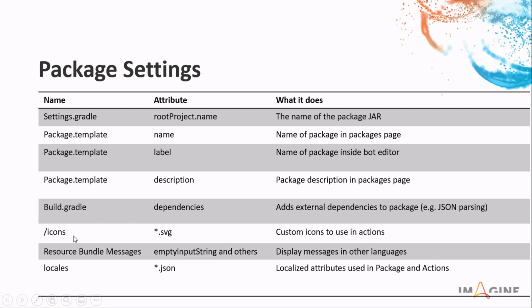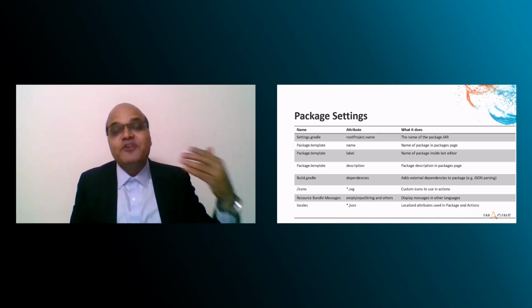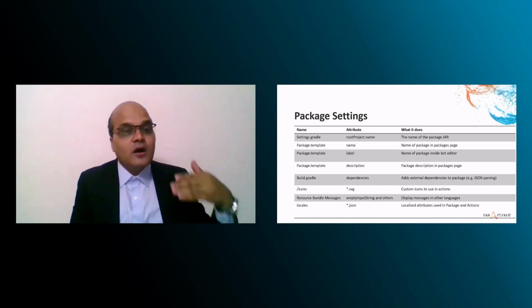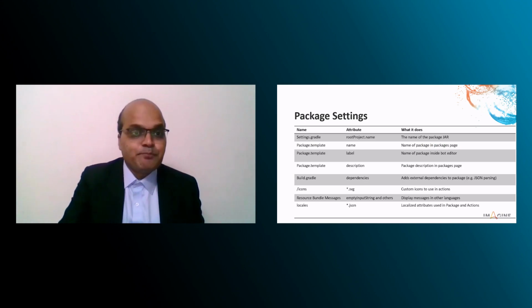Inside the icons folder, you can put your custom icons. You can use them so that you can completely customize the look and feel of your new package. Inside resource bundle messages, you could see how we can internationalize the exception messages. Inside locales, we had all of those JSON files, so I could have different values for Japanese users, for French users, for Korean users, etc.